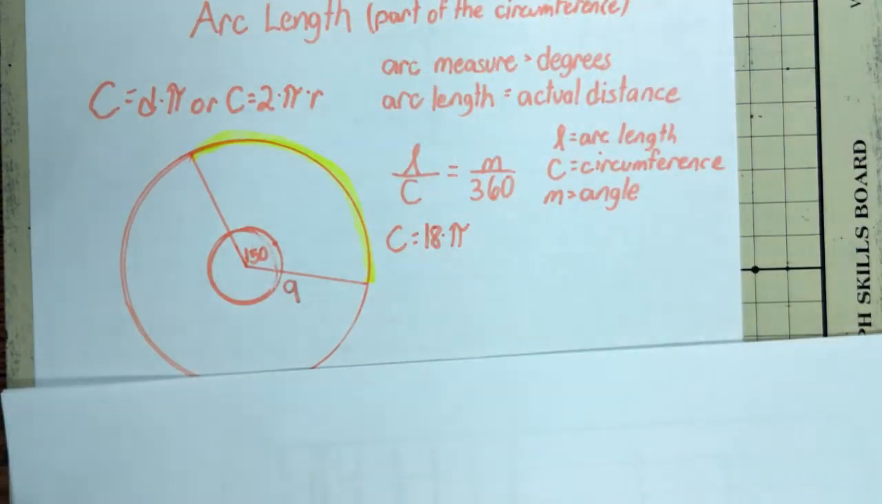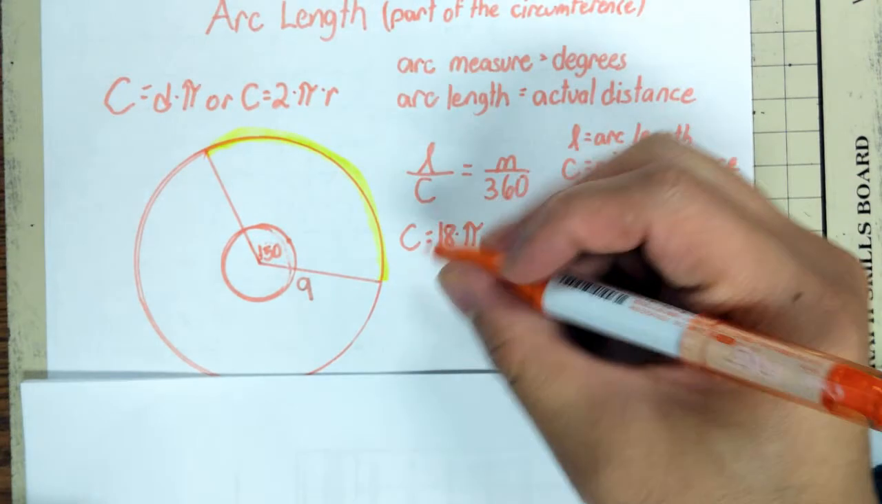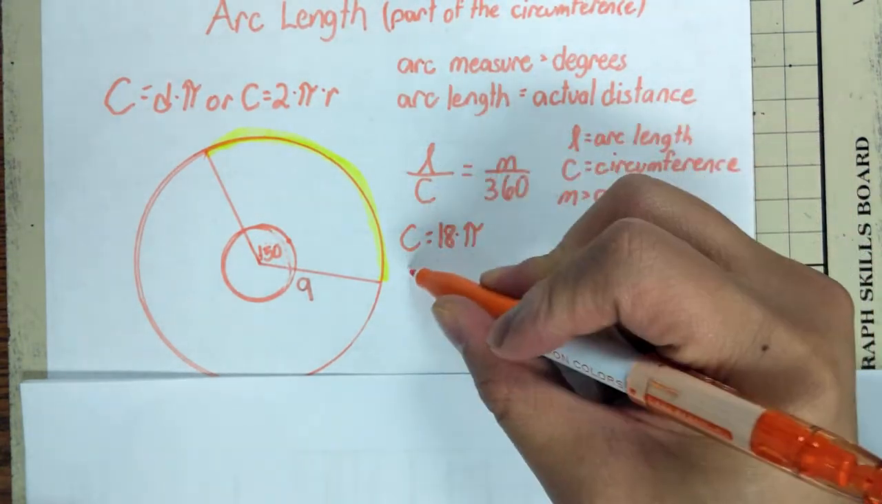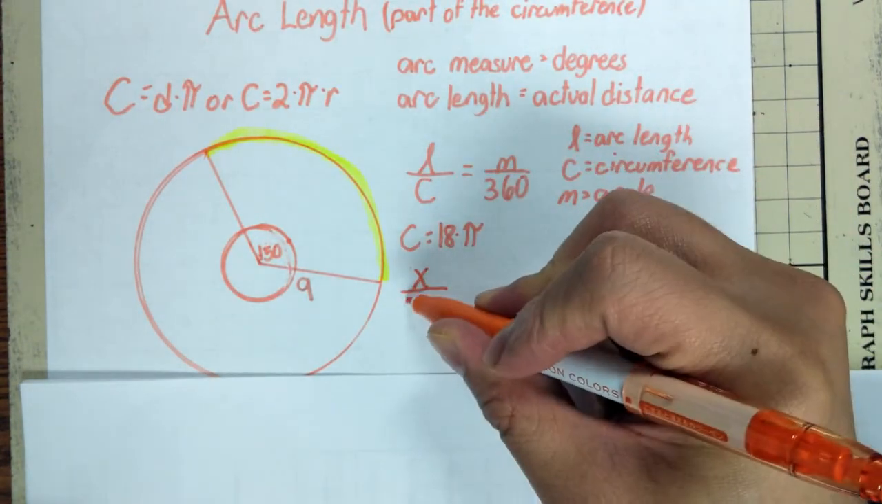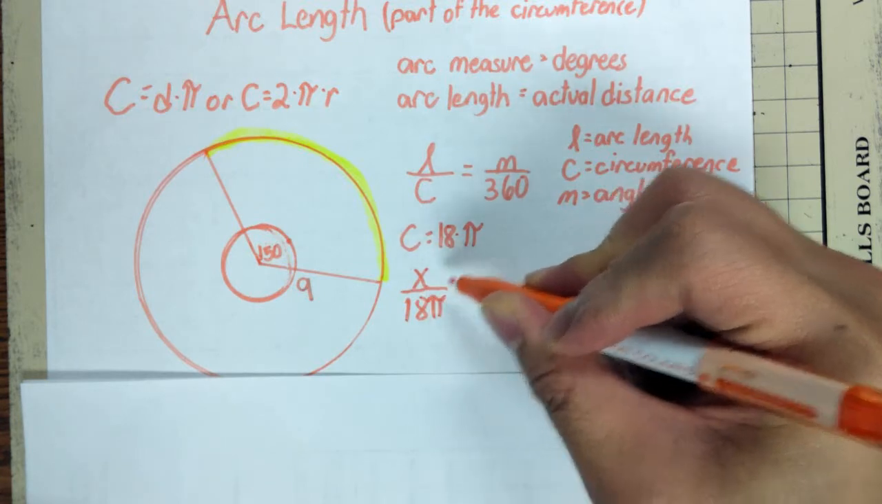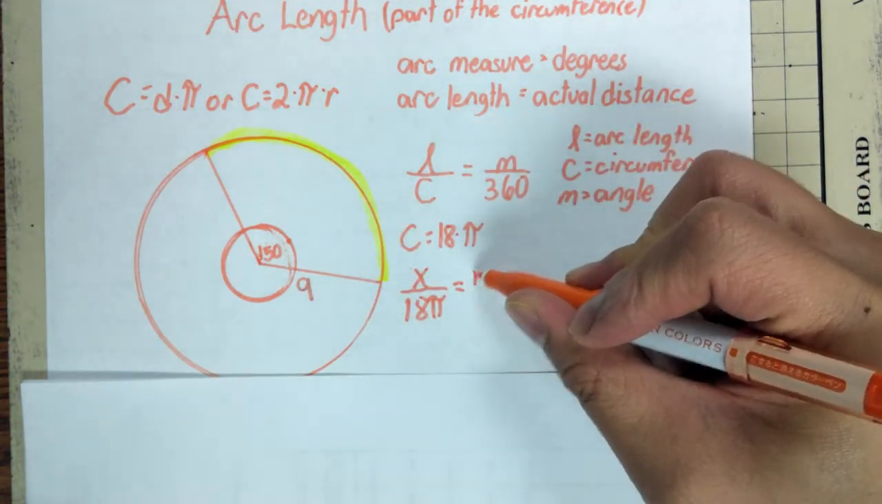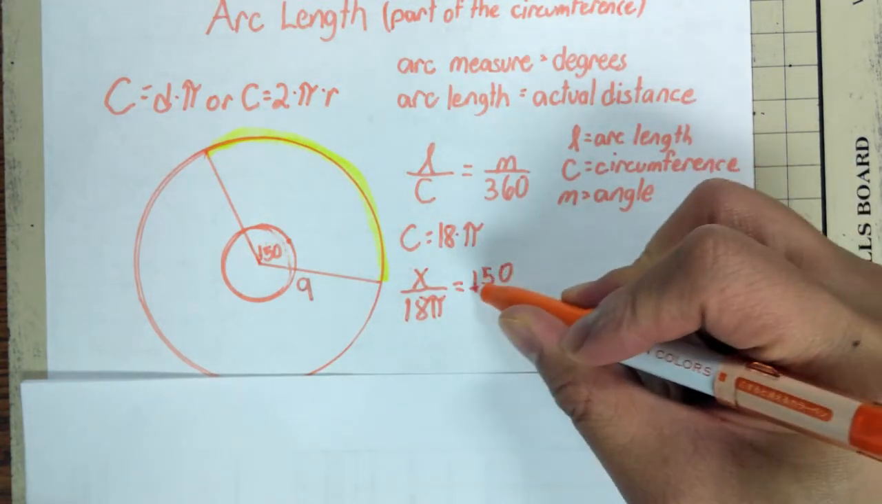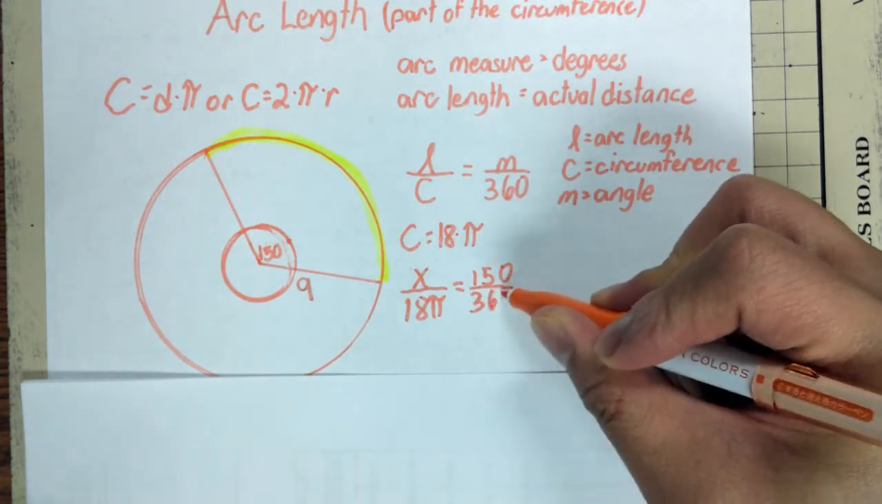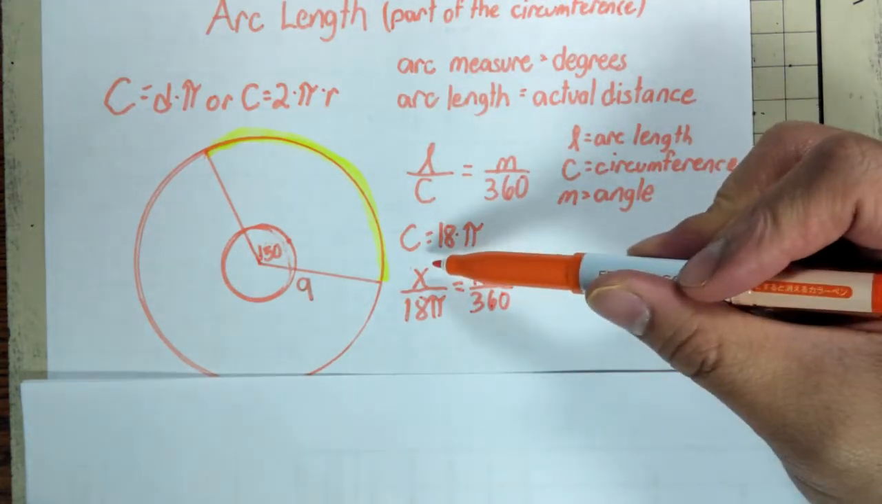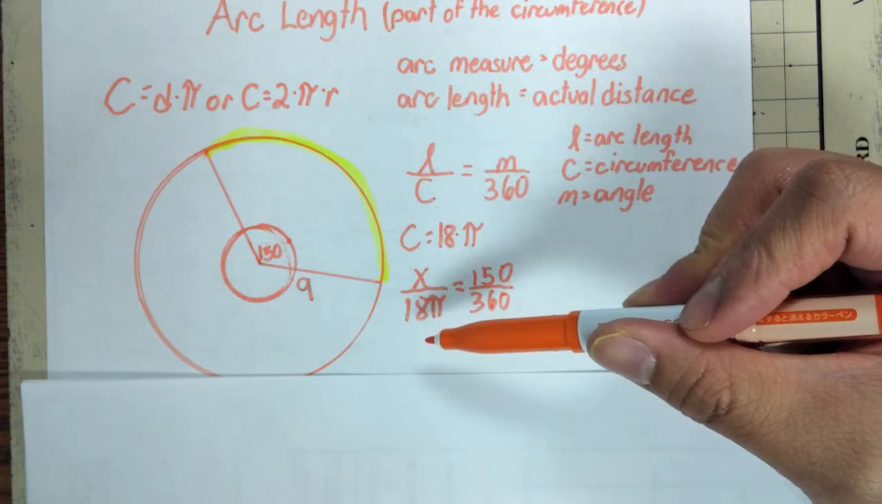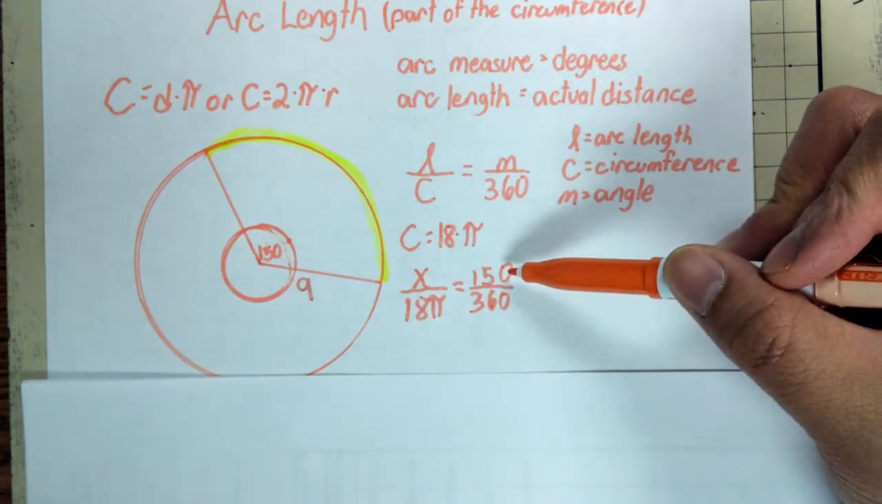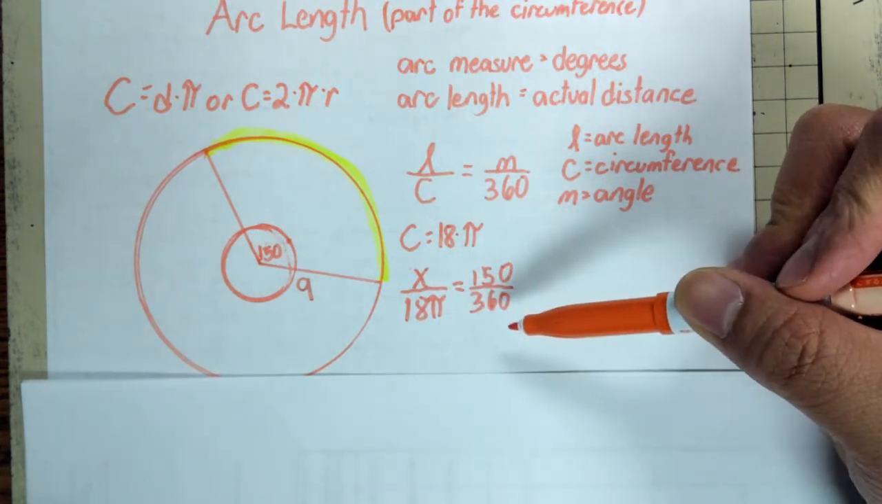We're trying to find that green portion. We don't know what my arc length is. I'll call that x over circumference, 18 pi, equals my degree measurement, 150 degrees, over 360. So part of the arc over the full circumference equals part of the angle, 150, over the full circle, 360 degrees.